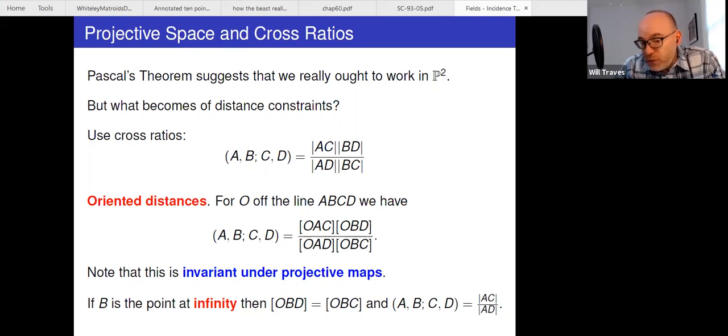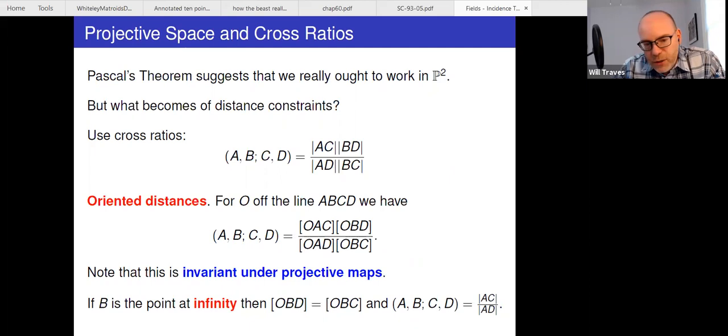Change of coordinates, for instance, in projective space doesn't change the cross ratio. And also, as an example, projecting from one line to another line through a point doesn't change the cross ratios of the points. So those are two important things that we'll use.